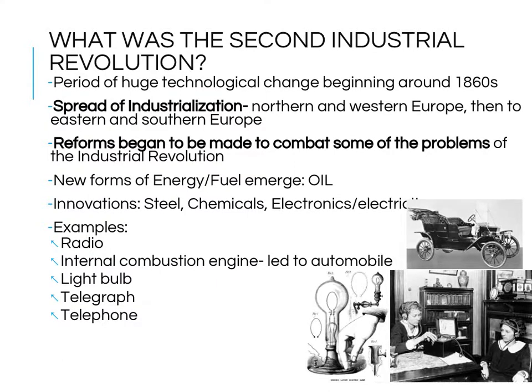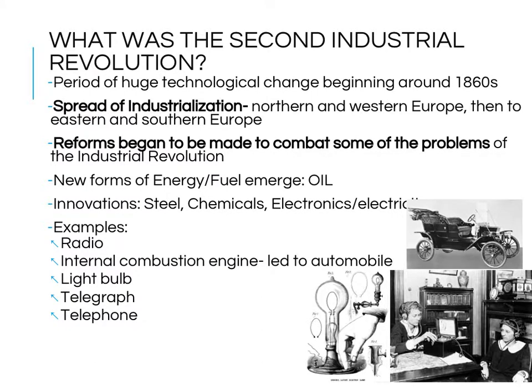And then reforms began to be made to combat some of the issues of the Industrial Revolution. So think about the suffering of the people in the factories and the working classes in cities. Governments slowly began to deal with some of those issues. There also were new forms of energy and fuel. So we learned about coal being the major fuel for the steam engine. That continued, but also oil and gasoline became an important source of fuel.